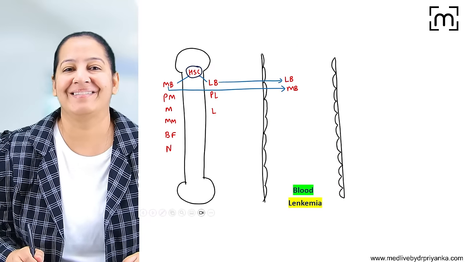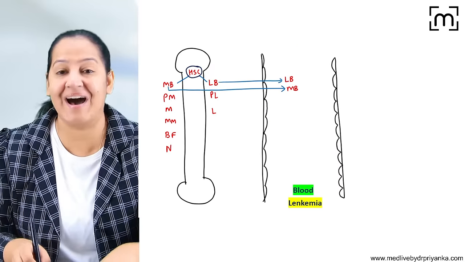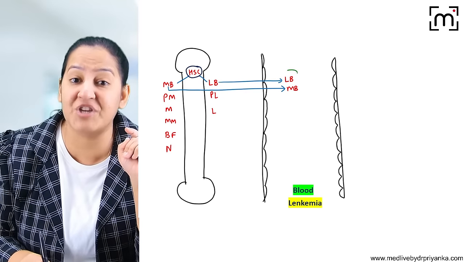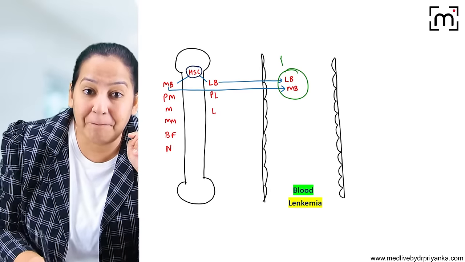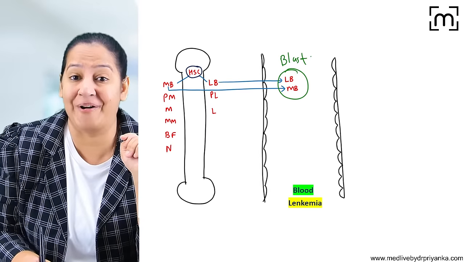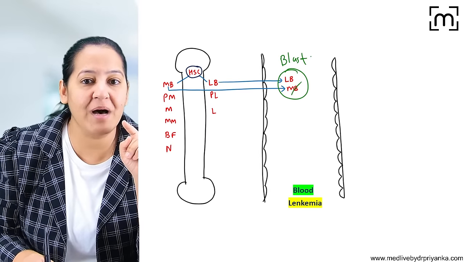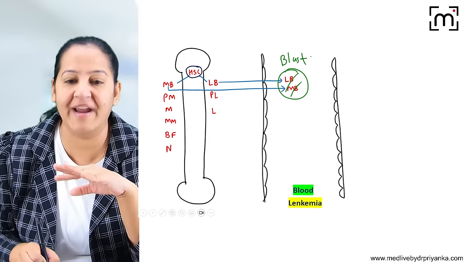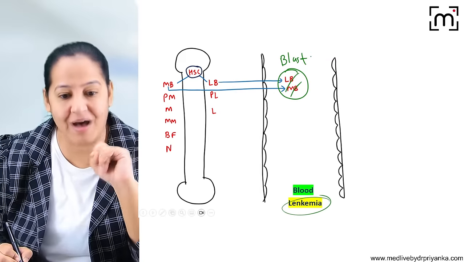Now, what is leukemia? This is leukemia. Leukemia is the arrival of immature forms, especially the blasts, in the blood. So once the blasts are coming in the blood, oh my God, blasts. Which blasts? Myeloblast and lymphoblast. If they are coming in the blood, it's leukemia. The immature blasts are coming in the blood.